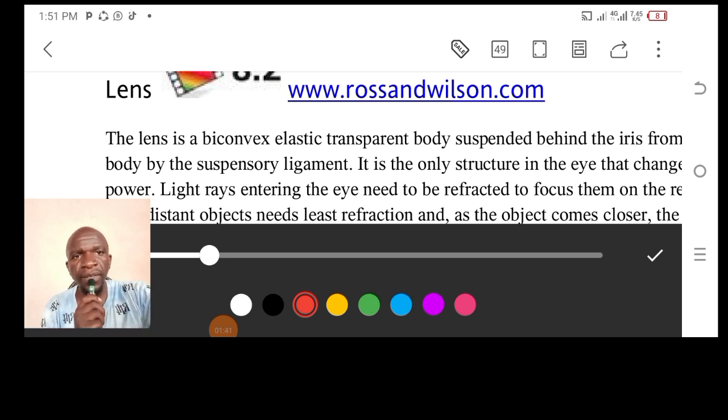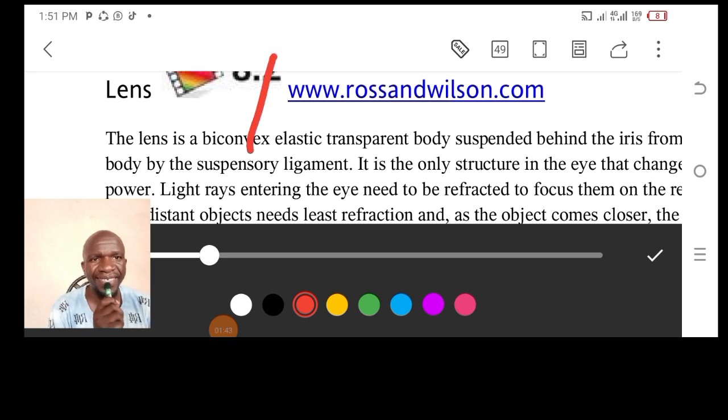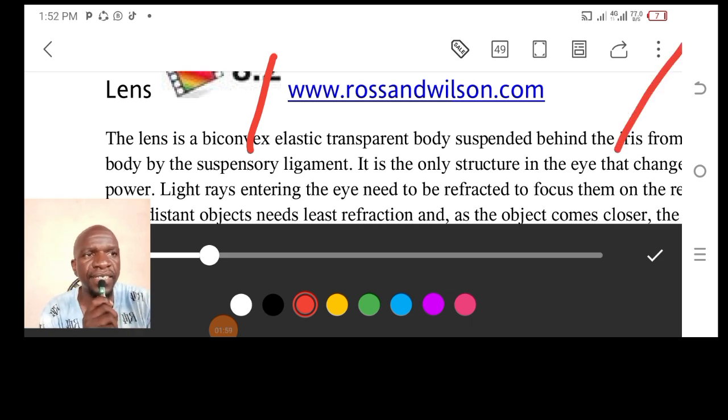One thing to note is that the lens is biconvex. You must clearly show that the lens is a biconvex structure which is held in position by the suspensory ligament. Indicate that it is found behind the iris. That is its position. It's also elastic. That is another point. The lens is elastic, which means it allows for accommodation.